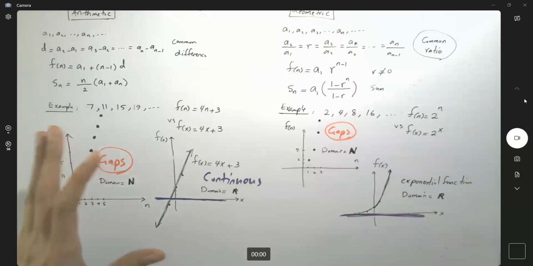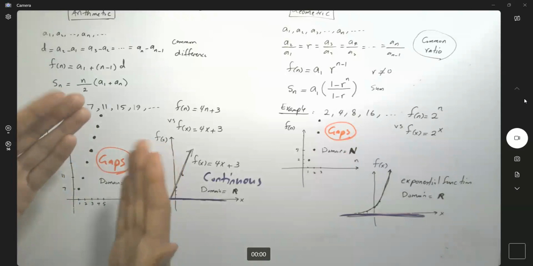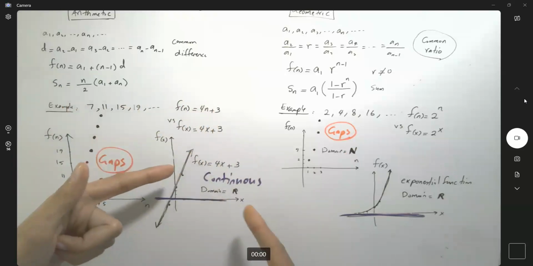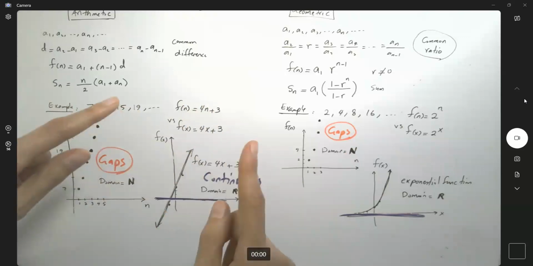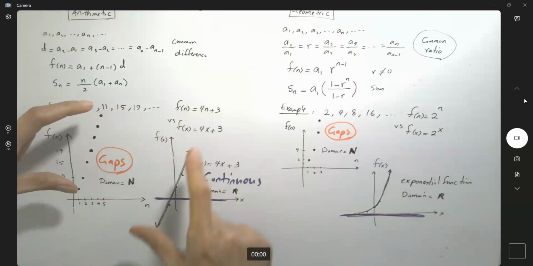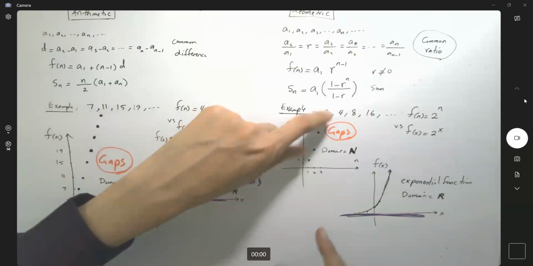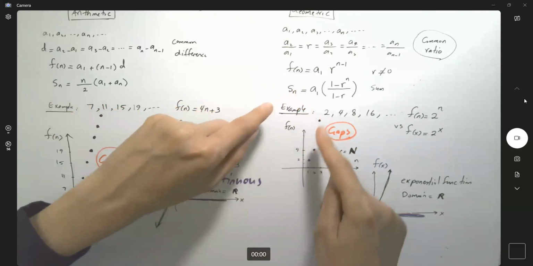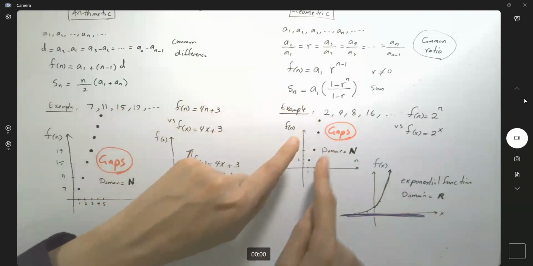So this is the difference between a function in the form of a sequence and a function with domain R. The behavior is the same, but here you have gaps, a discontinuous graph, and here you have a continuous graph. Here you have exponential form, but you are not allowed to fill in this gap.